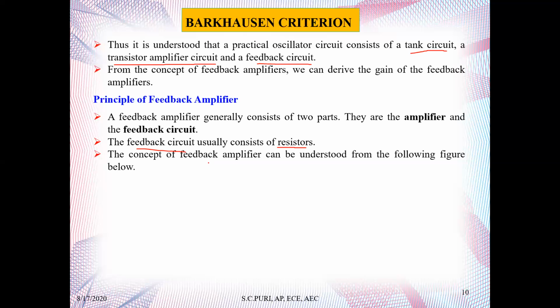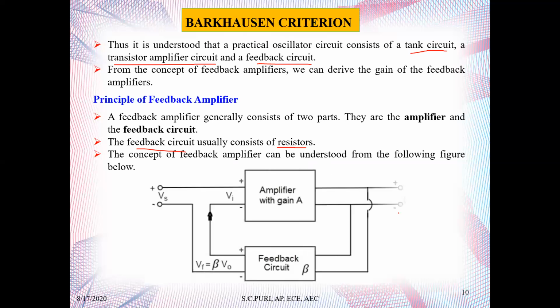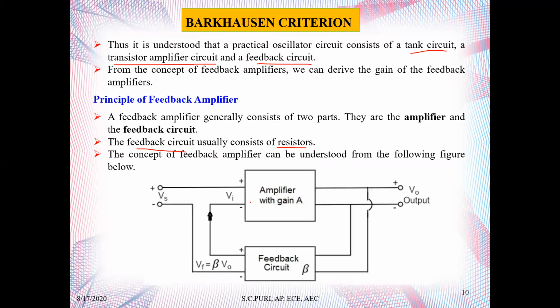The concept of the feedback amplifier can be understood from the following figure. You can see here, this is the figure. This is the amplifier with gain A, and this is the feedback circuit with beta value, and this is the feedback part. You can see this is the feedback voltage beta V0, this is the source voltage, and this is the output voltage. This is the block diagram representation of a feedback amplifier.